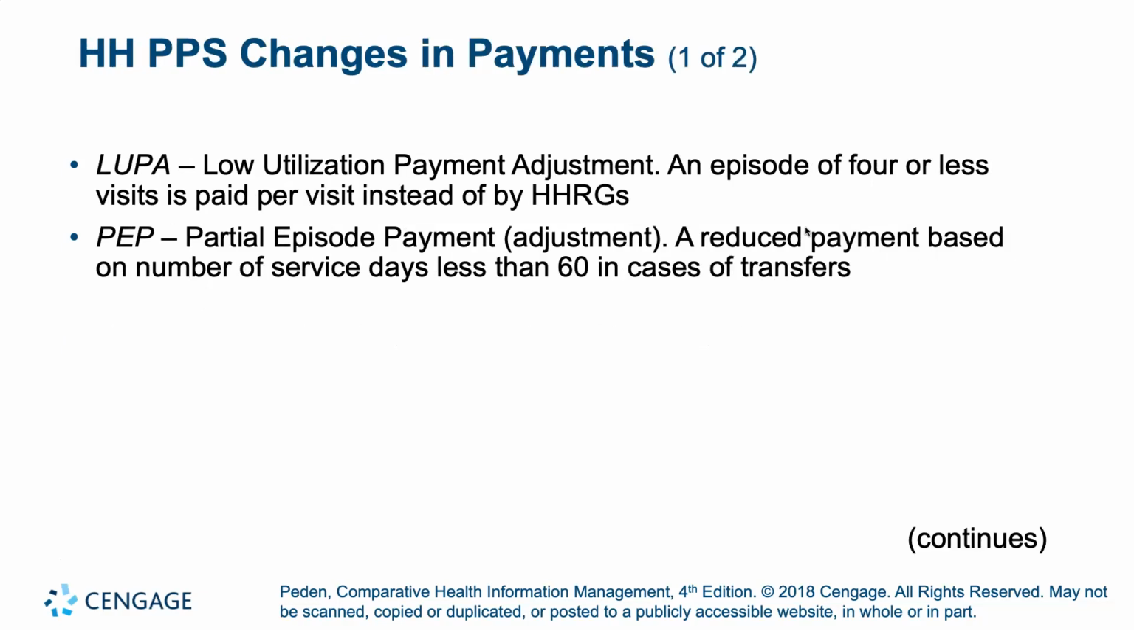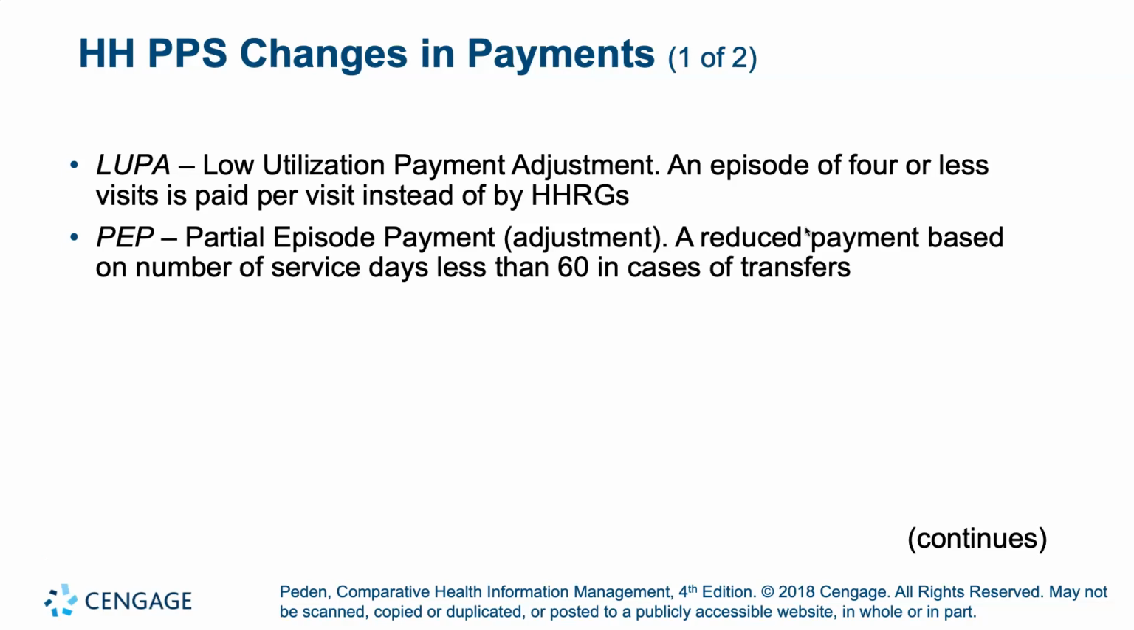What's a LUPA? A LUPA is a low utilization payment adjustment. This happens when the episode of care is 4 or fewer visits. So if a home health episode of care is 4 visits or less, the payment is not going to be determined by the HHRGs. It's instead falling into this LUPA, or low utilization payment adjustment, and that's how it's dealt with.